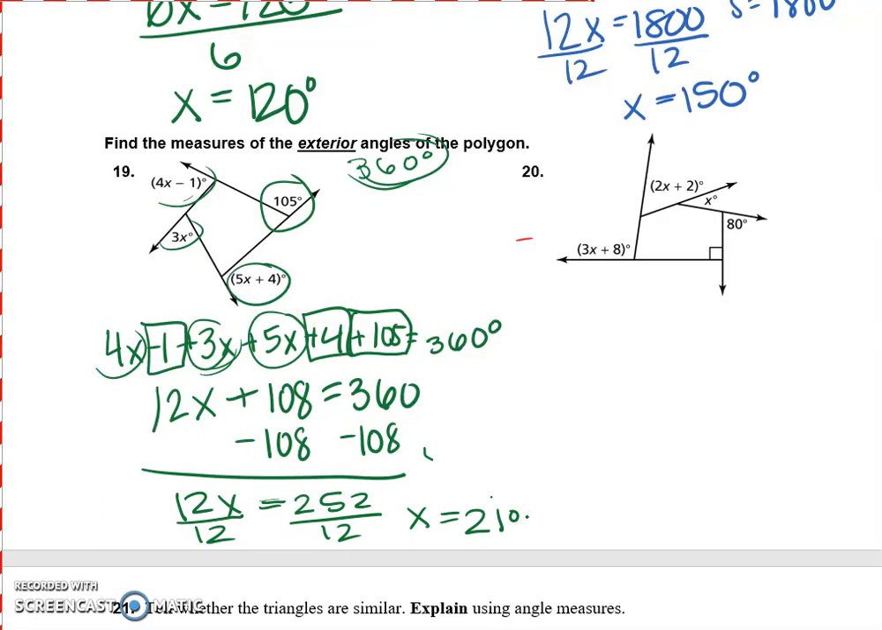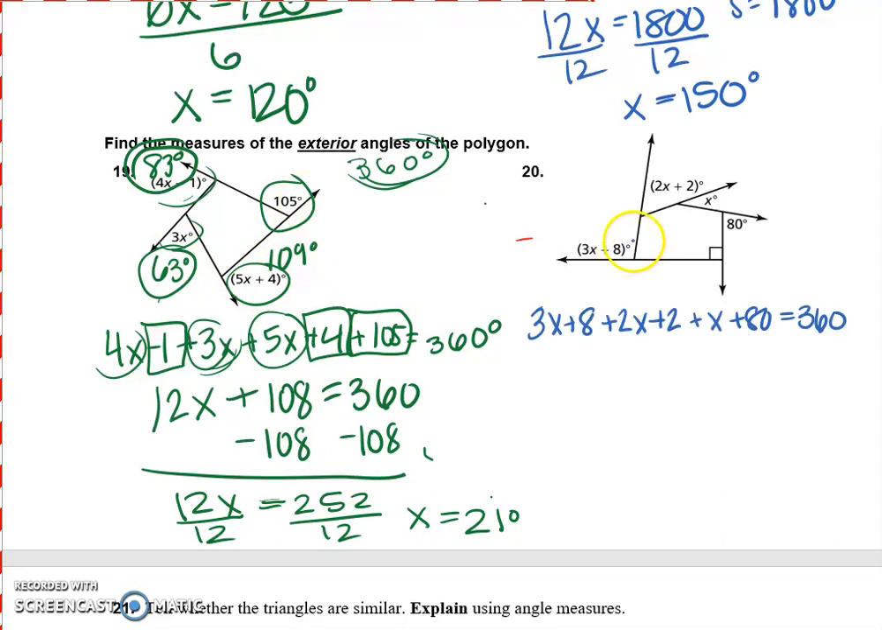Once again, don't forget to go plug it back in. So 4 times 21 minus 1 is 83. 3 times 21 is 63. And 5 times 21 plus 4 is 109. And your other one is fine. So those 4 should add up to 360.